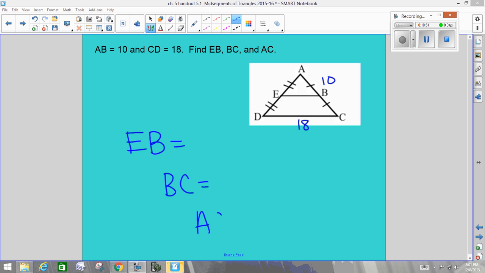Megan, did you figure out any of these answers? Which one did you get? Why? Okay, what's half of 18? Good. Good, this is your mid-segment, so it's going to be parallel to the third side and half of that length. Awesome. Lindsay, did you get either of the other two?